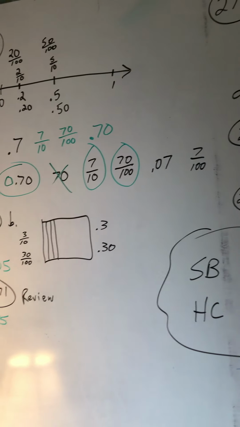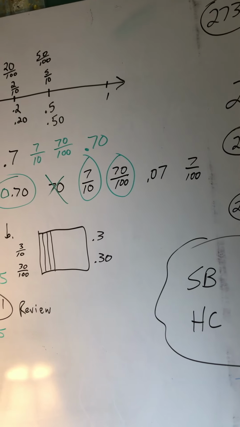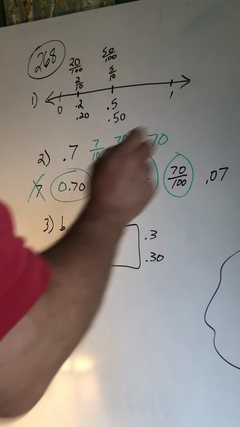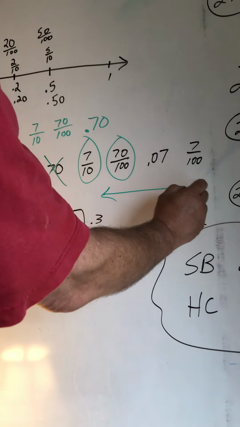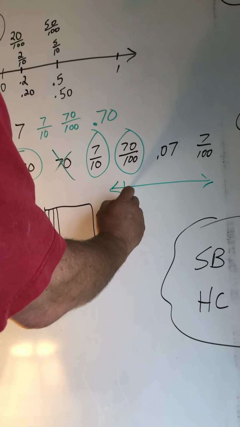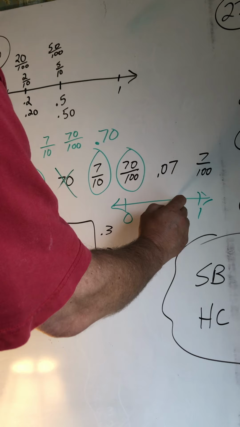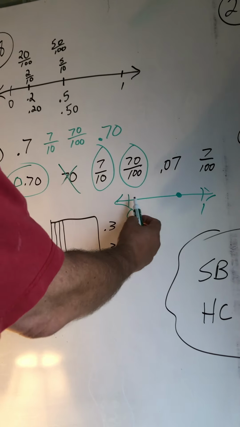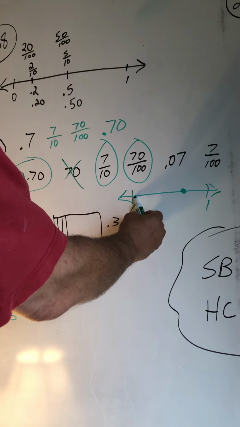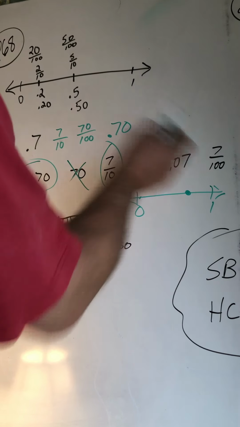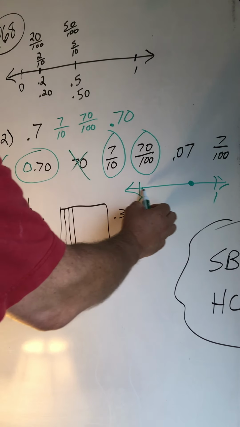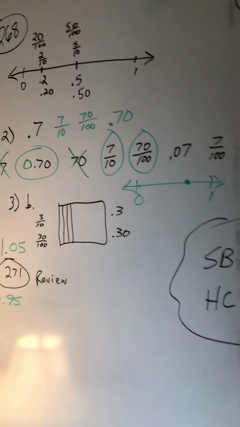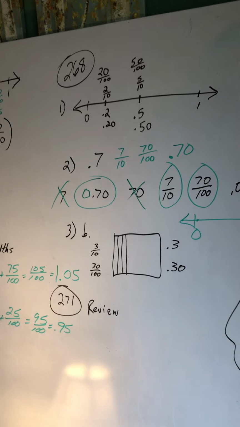Now, what happened to these last two? Okay, these are different now. These are so much smaller. If we did a number line of 0 and 1, 7/10 is like right here, let's say. These two are way over here because that's 7/100 and so is that. That's way down here. If we broke that into 100, 7 is way down there. Okay? So anyway, that's how you do those.